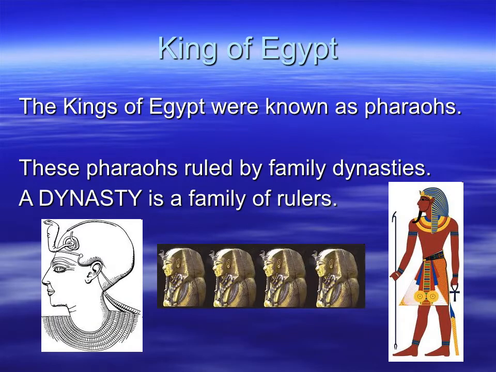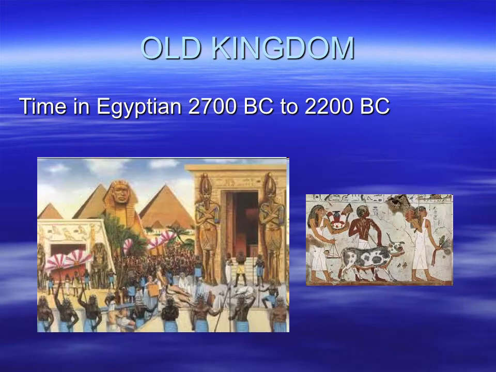Kings of Egypt were called pharaohs, which literally means big house, and they ruled in dynasties, families of rulers, where the oldest son would be the next in line to become pharaoh. There are three time periods in ancient Egyptian history. You had your Old Kingdom, which was 2700 BC to 2200 BC. This is going to be a time of great building, like the pyramids and the Sphinx and such.